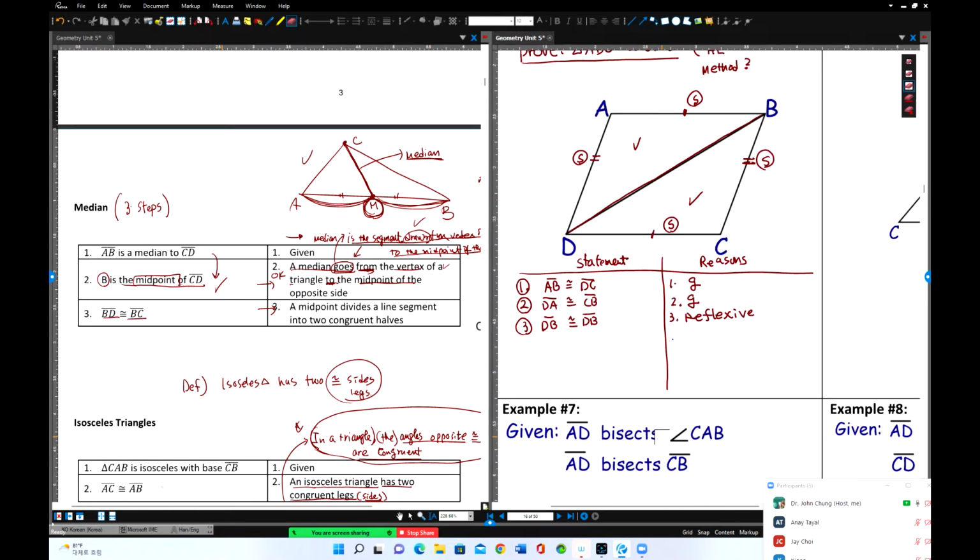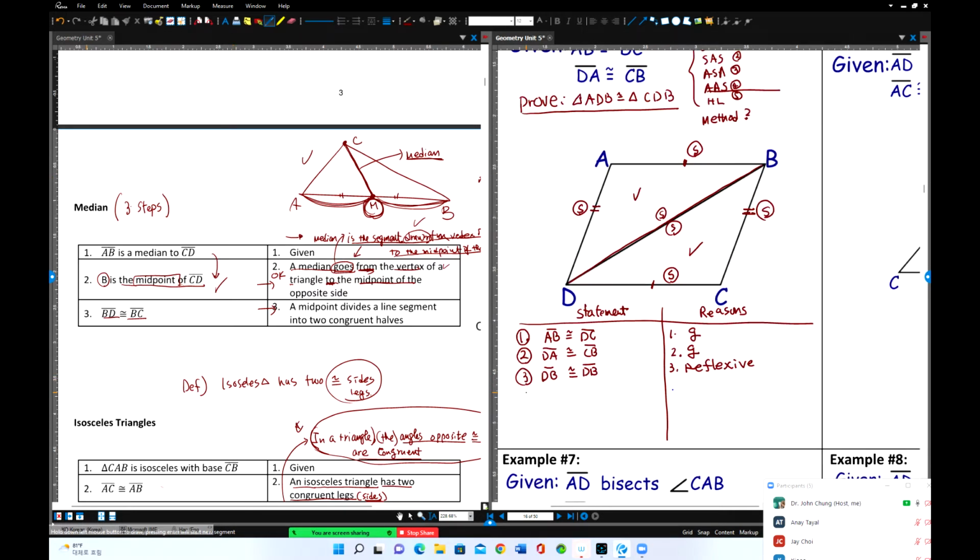Now we got everything. This side, this other side. We all got side, side, side. Now you can say triangle ADB is congruent to triangle CDB. They are congruent because we got everything: side, side, side. The reason is what? All sides congruent, or the other sides congruent.